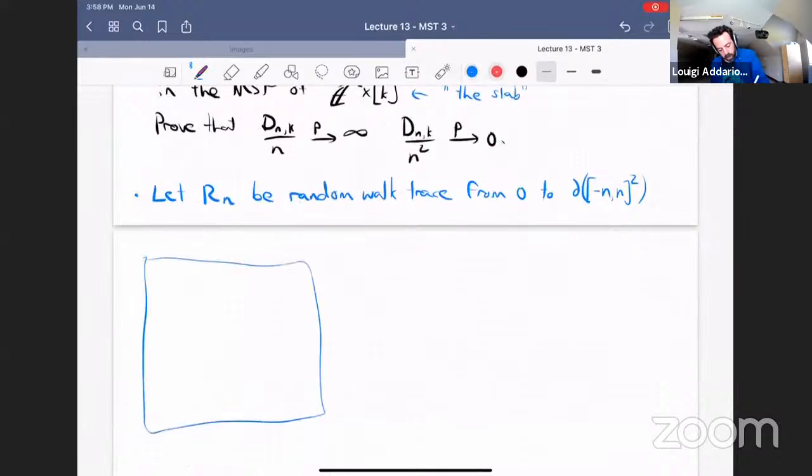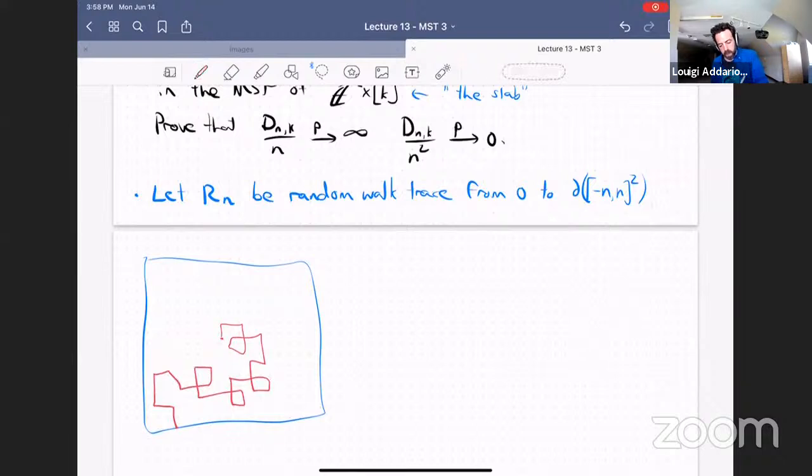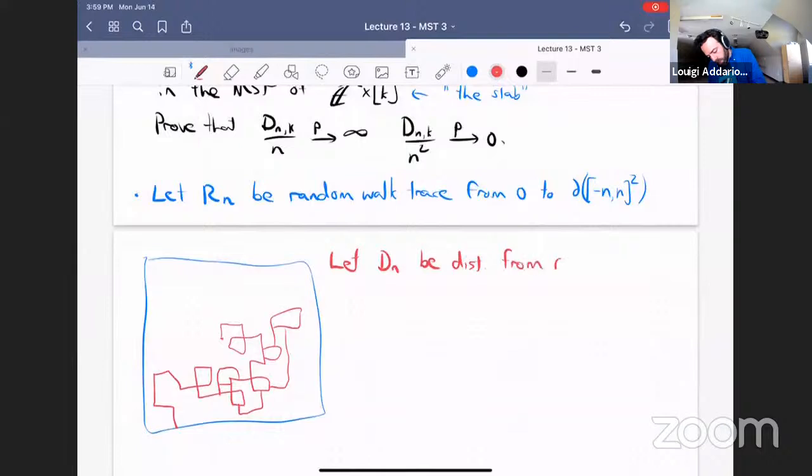Okay, so what does this mean? You fix a large box, you let simple random walk run until it reaches the boundary of the box. And this gives you some subgraph of, I mean, it could be a more complicated drawing, it could do all sorts of things, intersect itself a bunch, right? Then you look at this thing, some subgraph of the lattice, and then let dn here be the distance from the origin to this boundary vertex in the graph Rn.